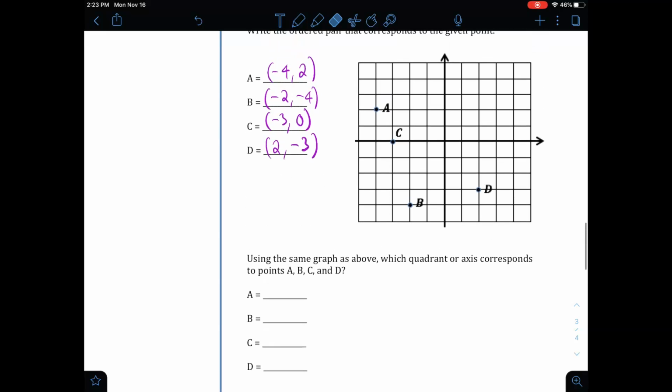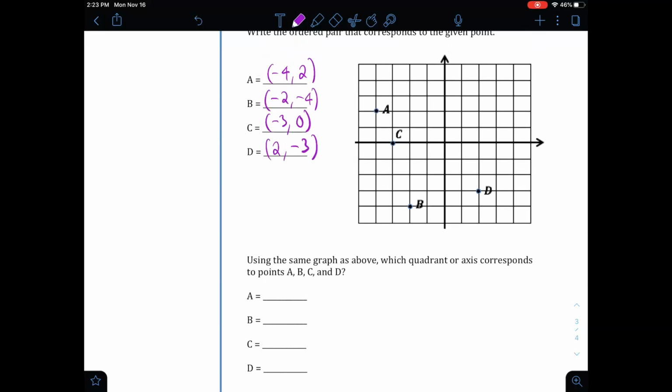Now we're taking those same points and we're going to classify them based on which quadrant or axis they correspond to. So A is right over here. Which quadrant? Remember, quadrant was 1, 2, 3, and then 4. Which quadrant is A in? A is in quadrant 2. See if you can figure out the rest on your own.